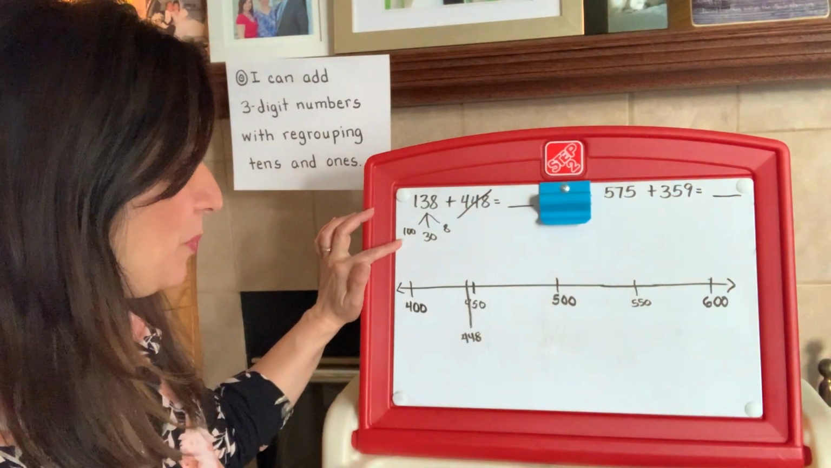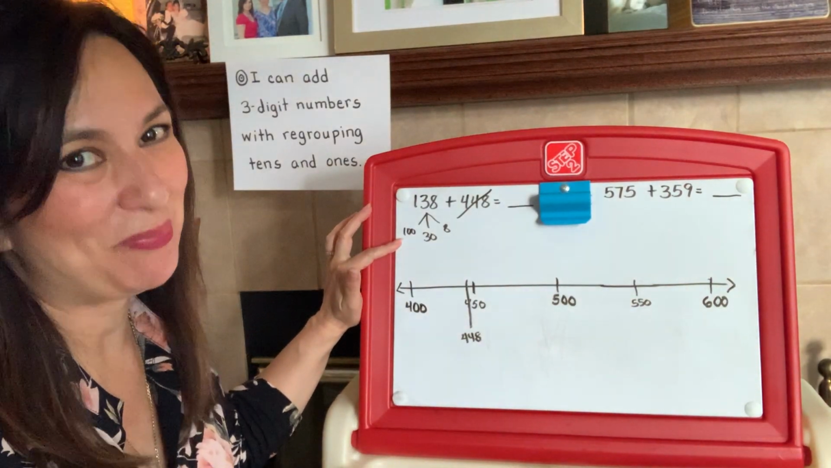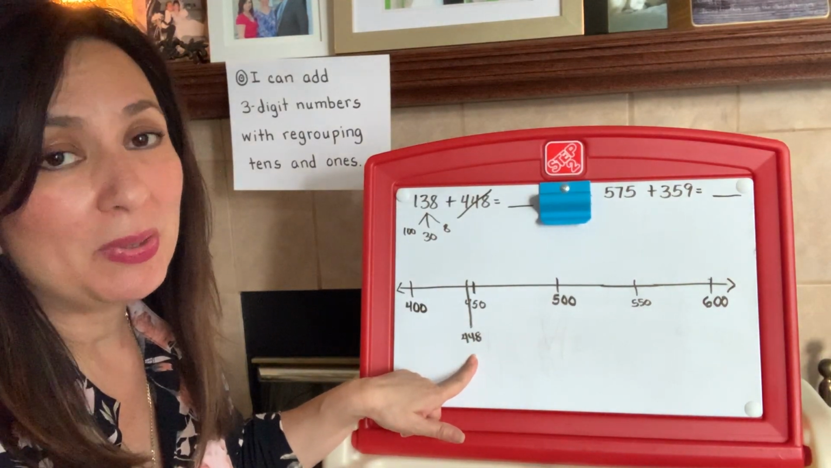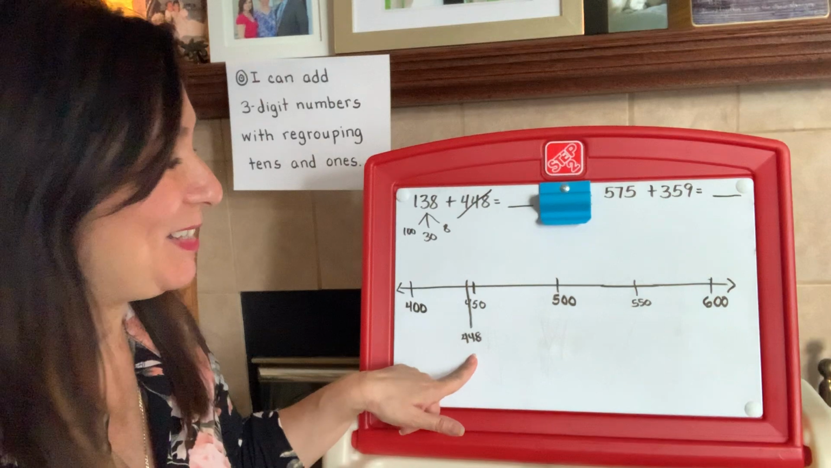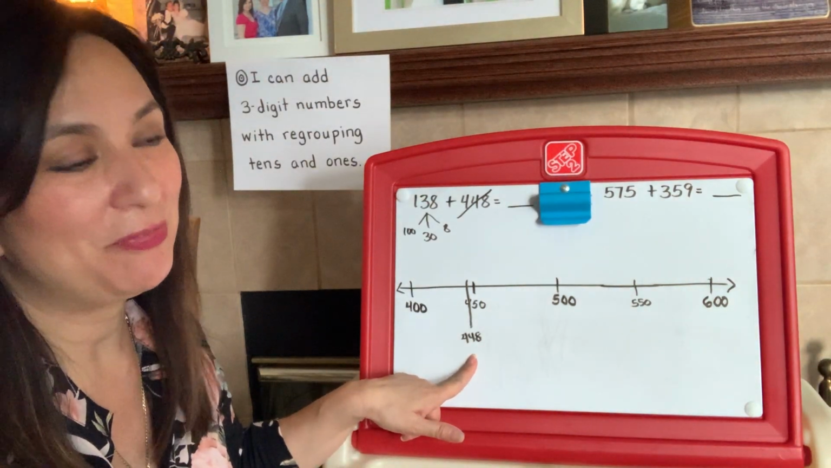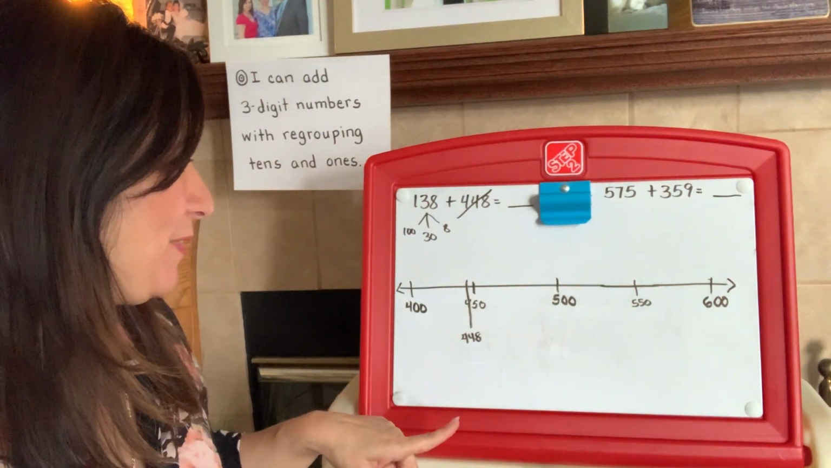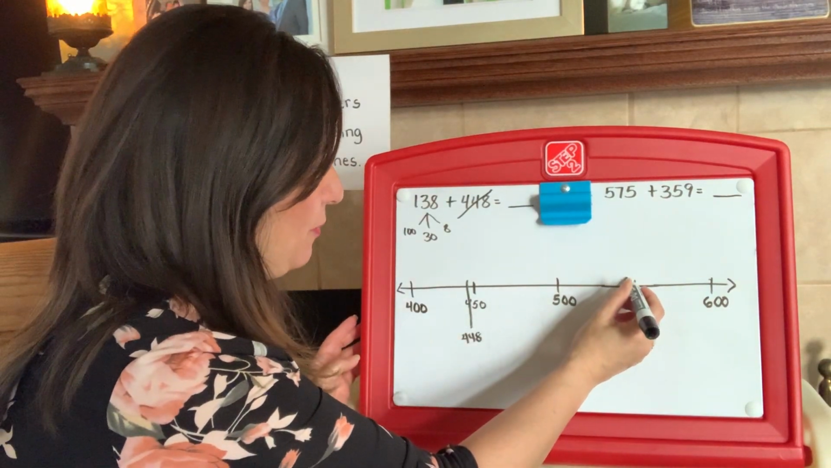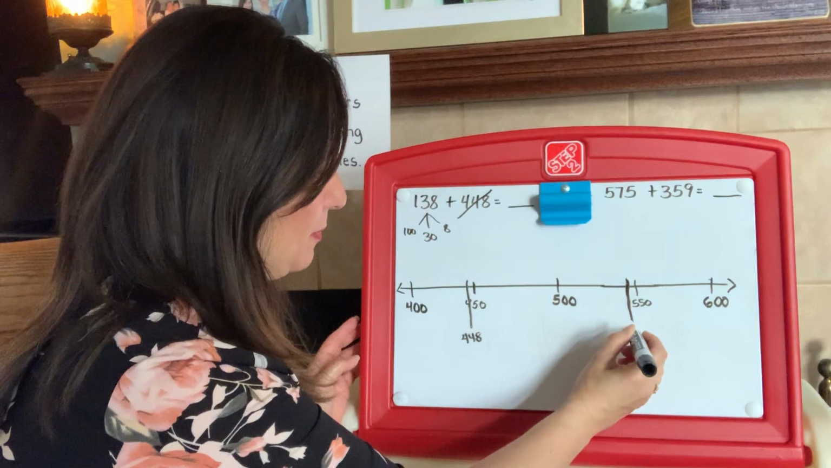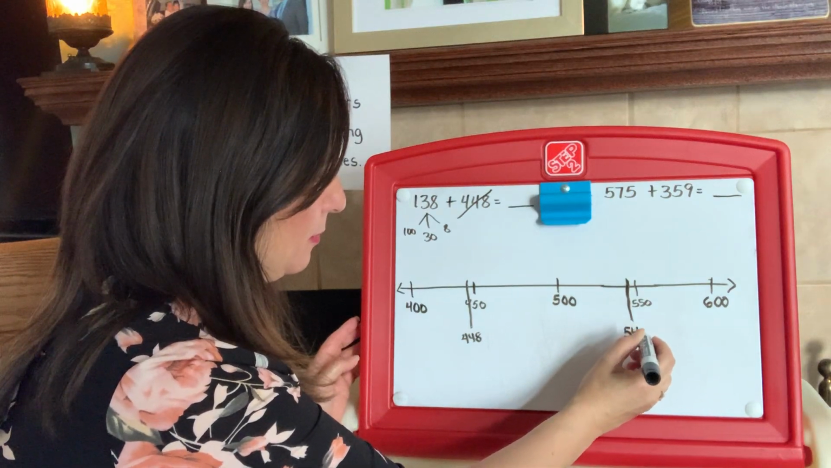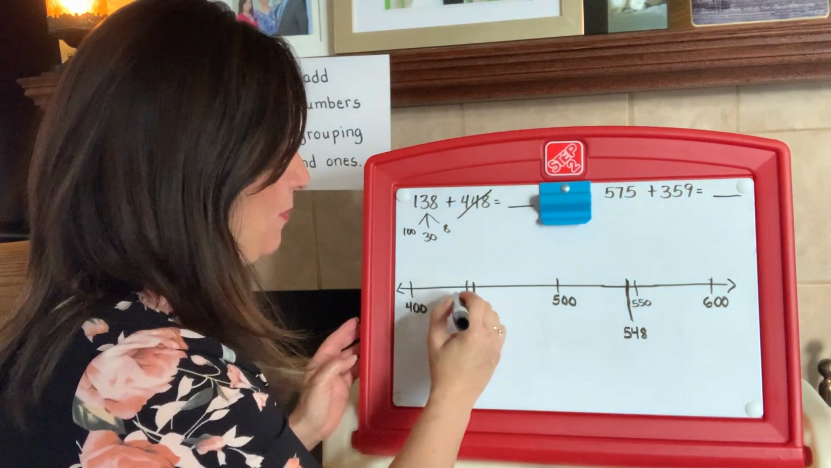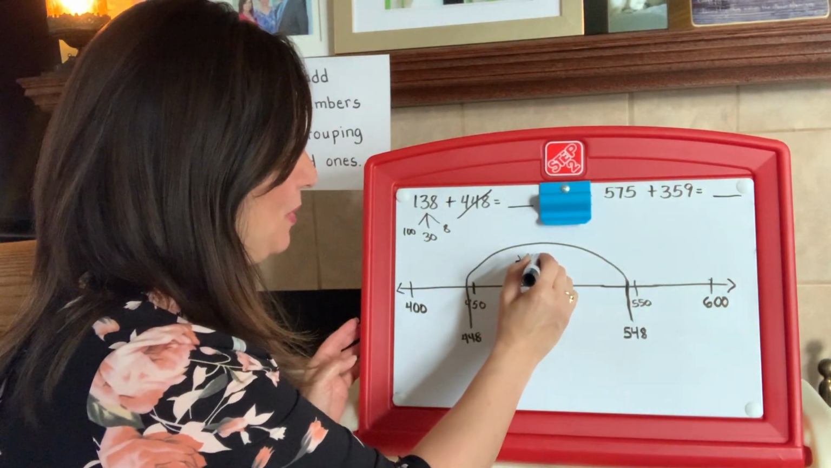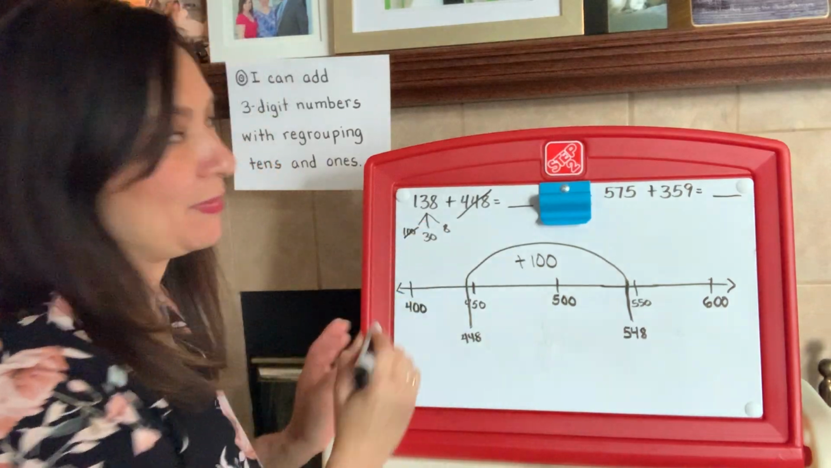So now I need to jump 100. I'm going to take a big jump of 100. Well, what is 448 plus 100? Say it with me. 548. Okay, so I need to find 548. Well, here's 550. I'm going to put 548 right here. I've positioned it. Now I'll draw that big giant jump and label it plus 100.